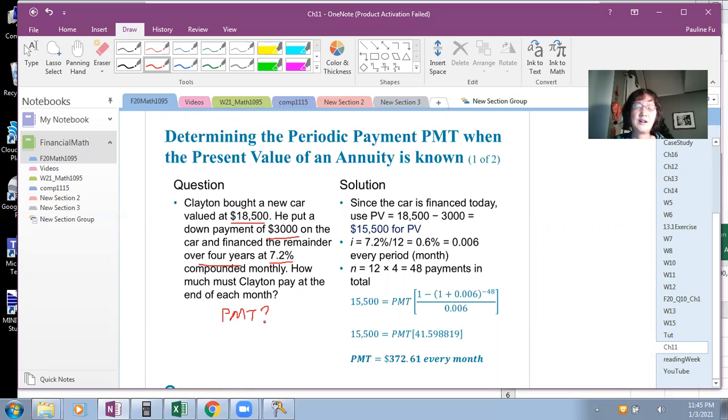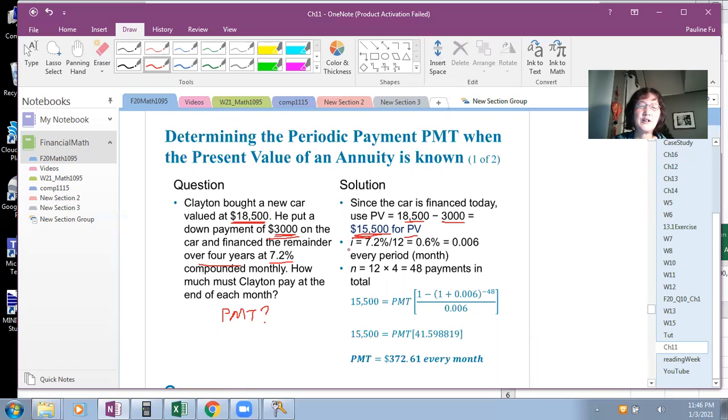And to find PMT, we need to know the amount of loan he borrowed. Remember, this is the purchase price. Purchase price minus down payment, that is the amount of loan. That is the money he borrowed, or the present value of the annuity. So this number is the present value.